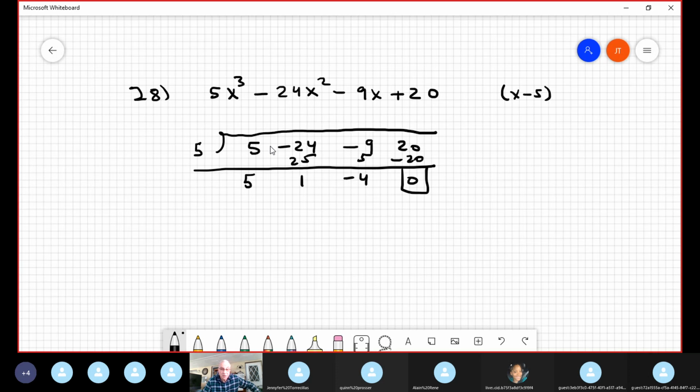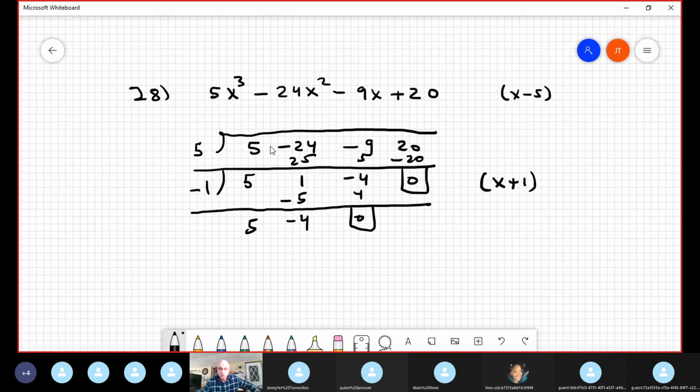Also, I can see in decimals that the factor with negative 1 belongs to the polynomial. Let me verify. Bring down 5. 5 times negative 1 is negative 5. Negative 9 minus 5 is negative 4, of course. And negative 4 times negative 1 is positive 4, plus 20 is 0. Okay, super. The factor x plus 1 belongs to the polynomial. And the last factor, which is linear, is 5x minus 4.